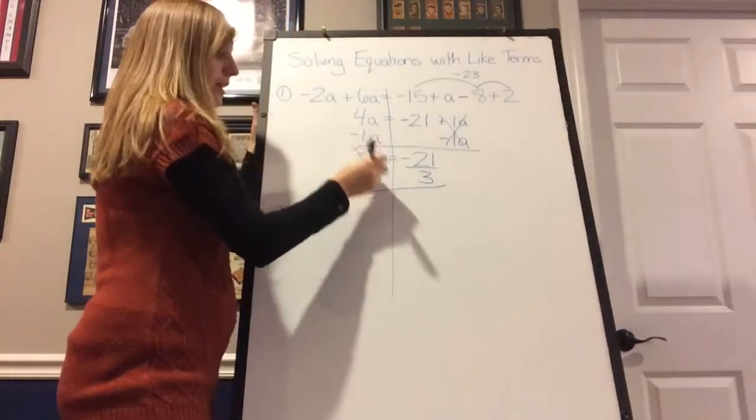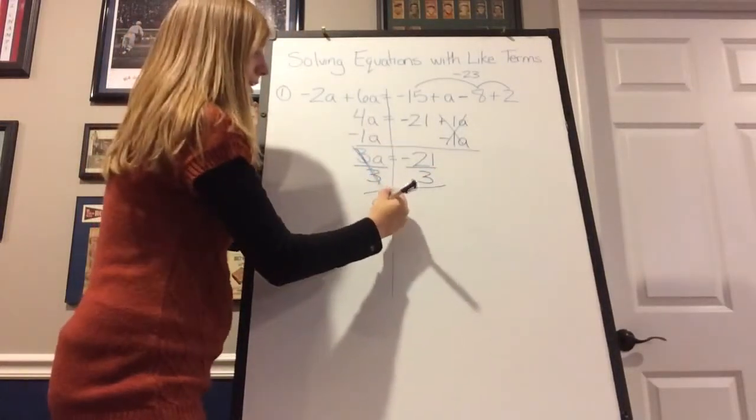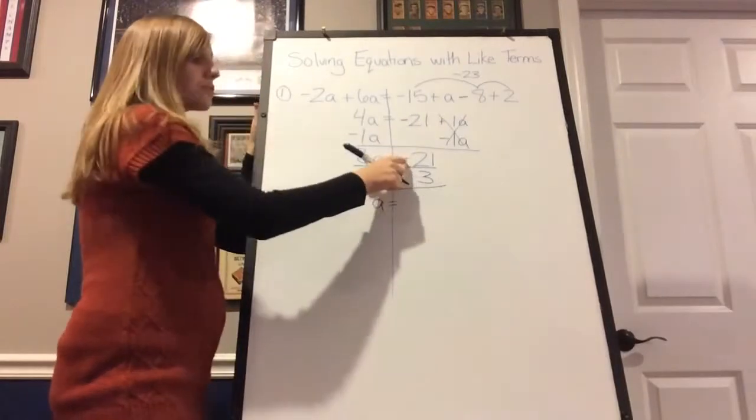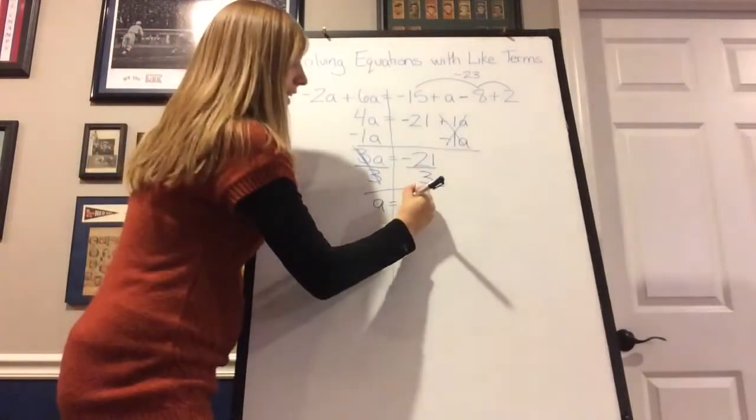3 divided by 3, that cancels. I get a equals negative 21 divided by 3, which is negative 7.